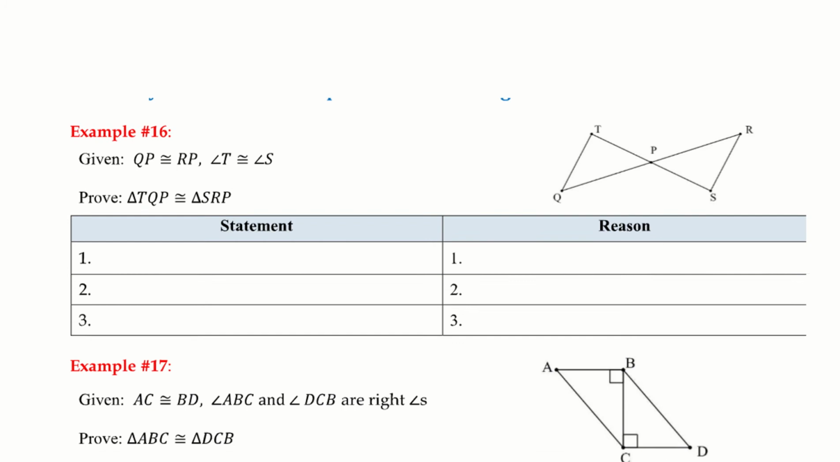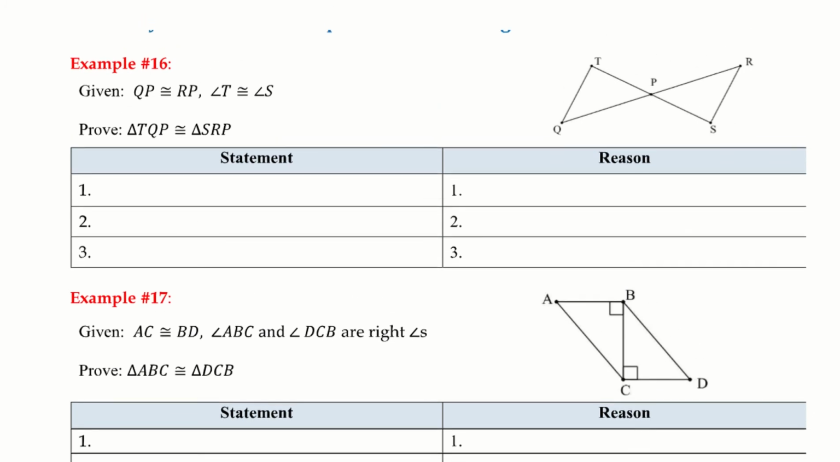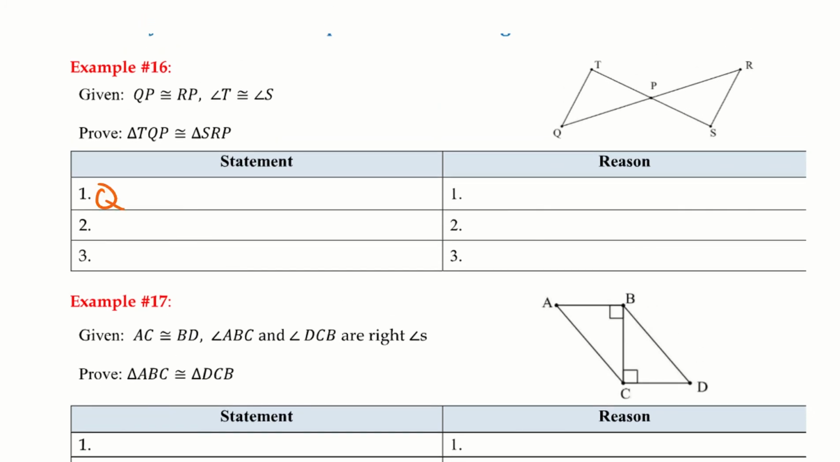Alright, let's go ahead and try a couple more proofs. So let's start with our given information. Our first step is to always write down our given information. Angle T is congruent to angle S. Now that we have this written down, let's label our triangles. So QP, RP, and then angle T and angle S. So we have a side and an angle. So we need another side or another angle.